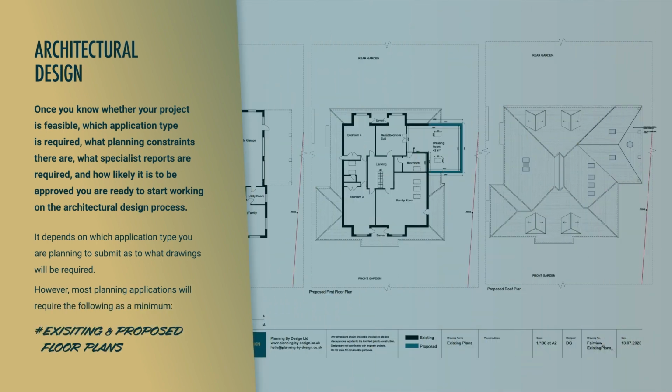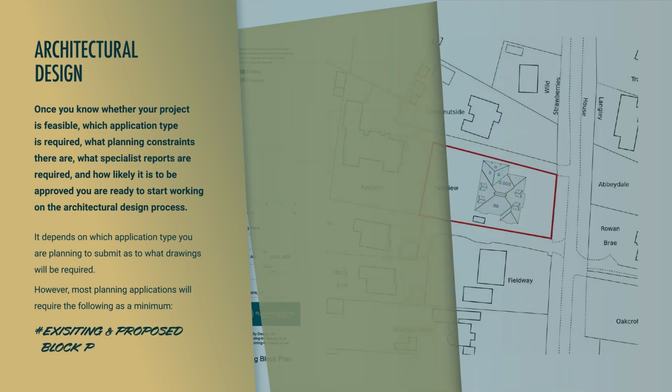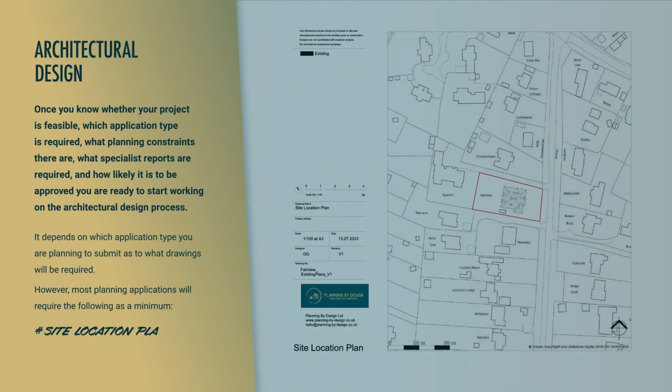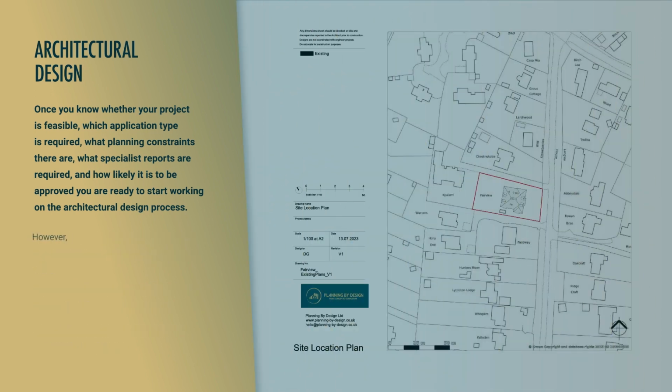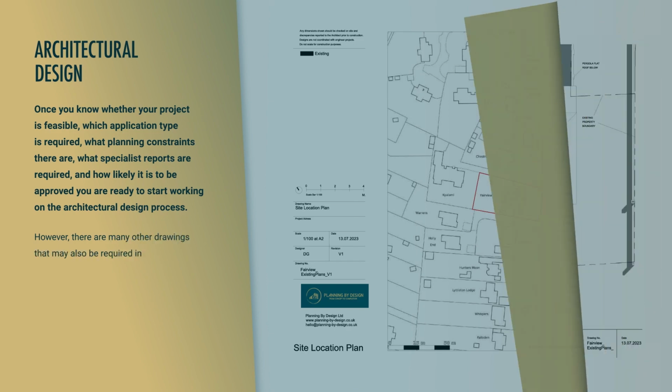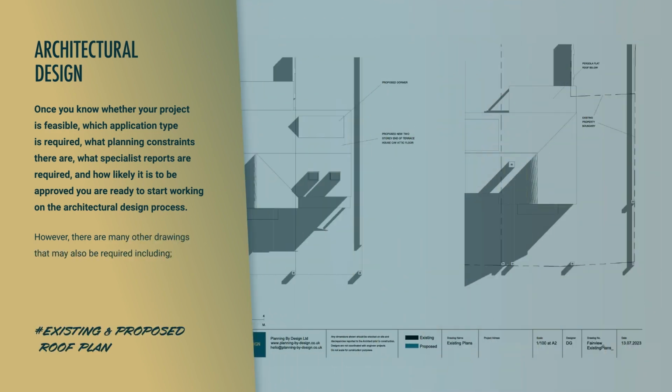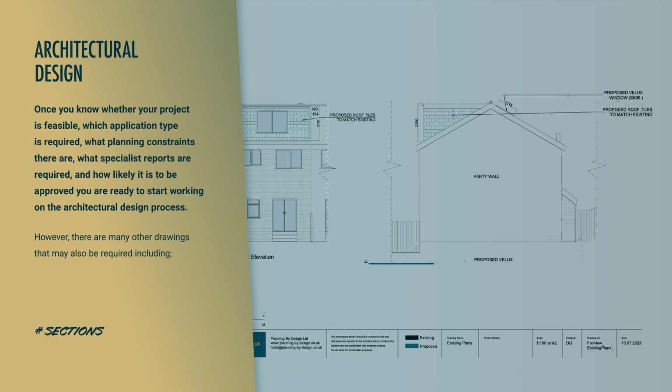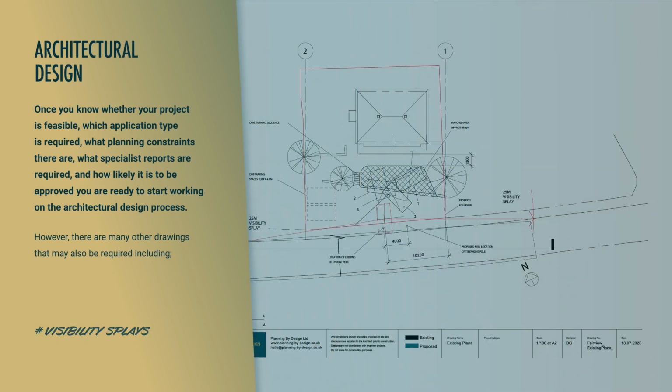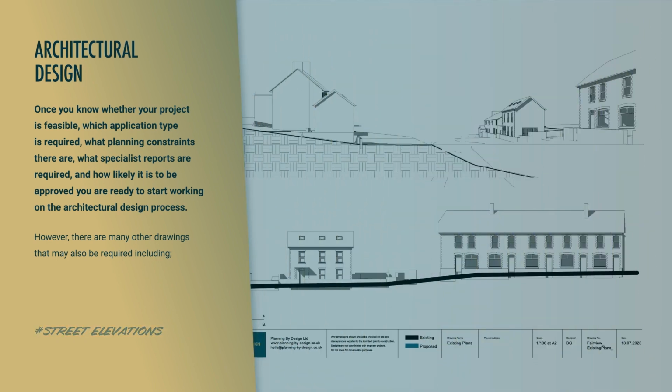Existing and proposed floor plans, existing and proposed block plans, a site location plan. However, there are many other drawings that may also be required, including existing and proposed roof plans, existing and proposed sections, visibility splays, street scene elevations.